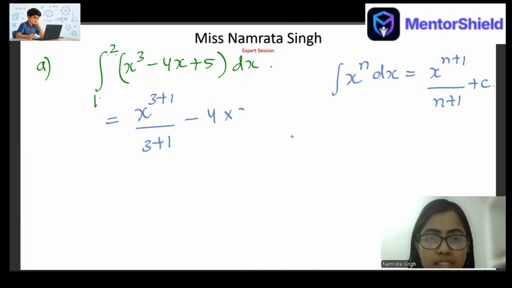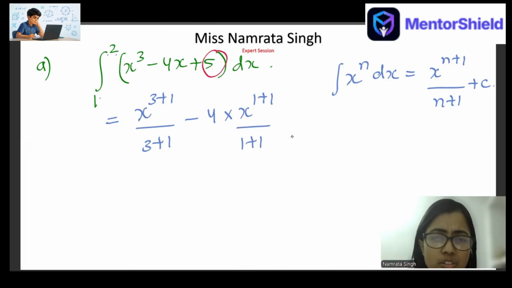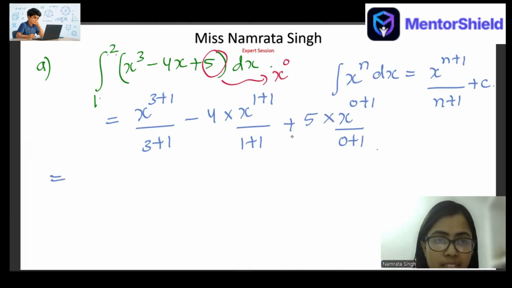minus 4 times x raised to 1 plus 1 divided by 1 plus 1. And where is x here? We don't have an x here, so the power of x would be considered as 0 here. And that's why we are going to put 5 times x raised to 0 plus 1 divided by 0 plus 1. Now let's simplify all this.